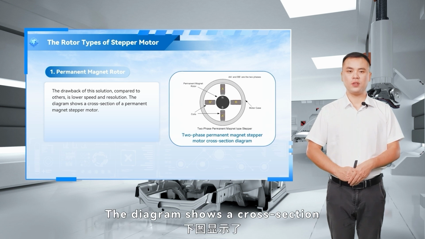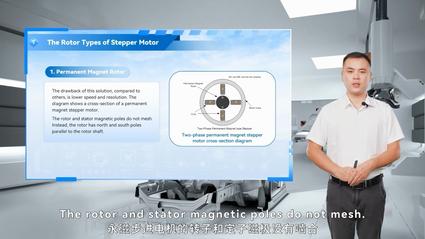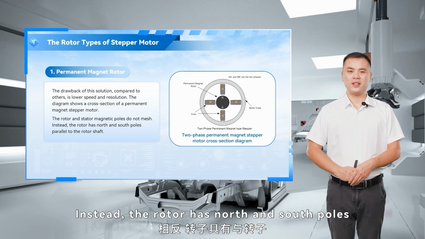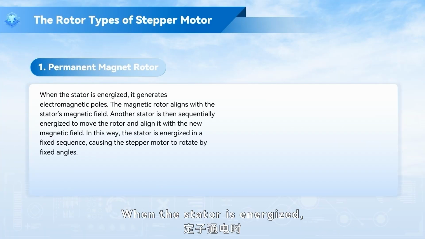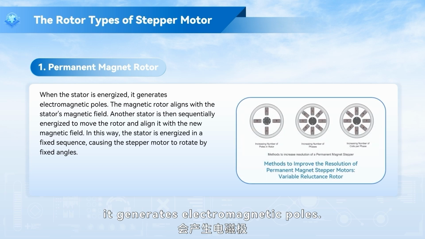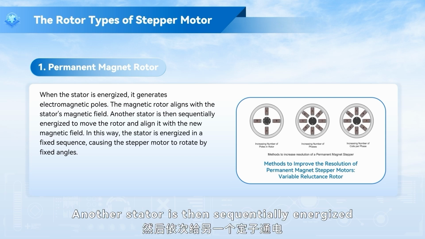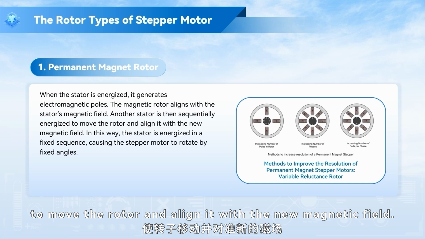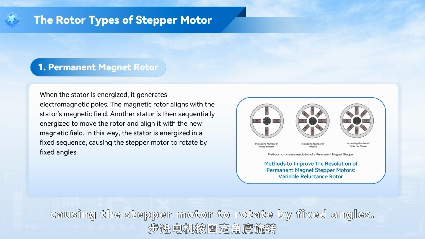The diagram shows a cross-section of a permanent magnet stepper motor. The rotor and stator magnetic poles do not mesh. Instead, the rotor has north and south poles parallel to the rotor shaft. When the stator is energized, it generates electromagnetic pulse. The magnetic rotor aligns with the stator's magnetic field. Another stator is then sequentially energized to move the rotor and align it with the new magnetic field. In this way, the stator is energized in a fixed sequence, causing the stepper motor to rotate by fixed angles.